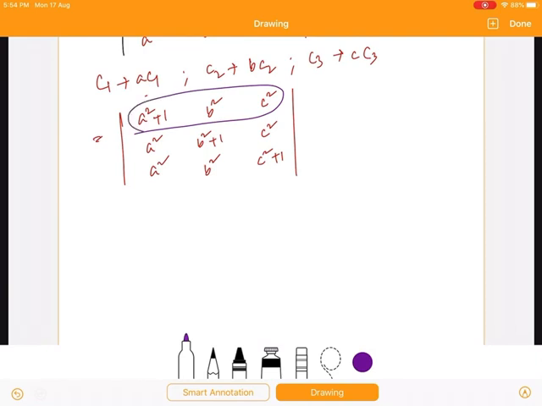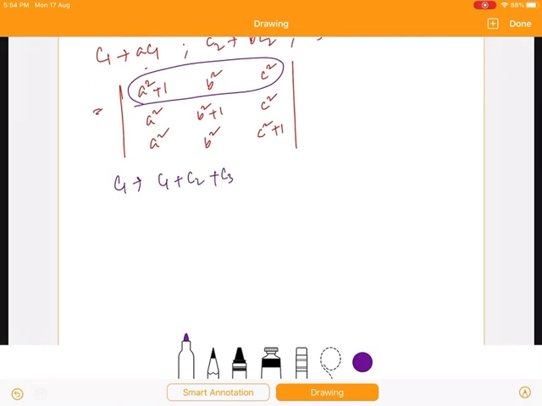I will just add these three terms: 1 plus A square plus B square plus C square. Yes or no? So what operation should I do then? I have to add these three, so C1 implies C1 plus C2 plus C3. So what do I get? It will become 1 plus A square plus B square plus C square. Yes or no? Yes, sir.